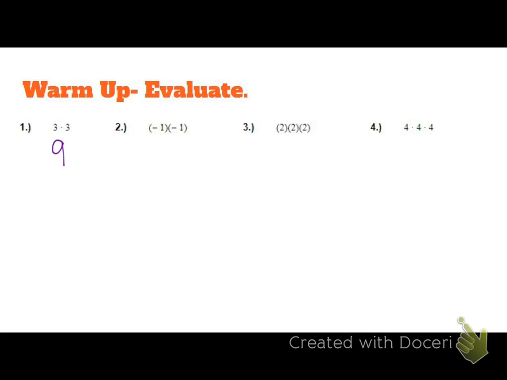On number 2, -1 times -1 is a positive 1. On number 3, 2 times 2 times 2, I agree, is 8. 2 times 2 is 4, then times another 2. That's how we get the 8. On number 4, 16 times 4 is... Anybody get it? What is it? 64. Questions about the warm-ups?